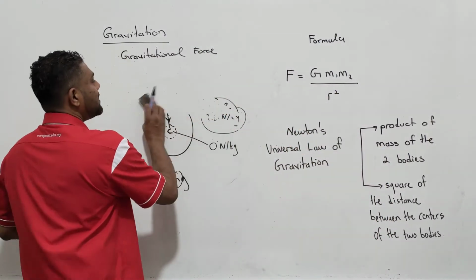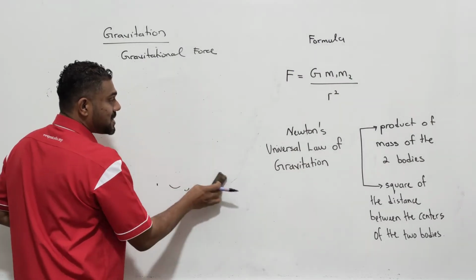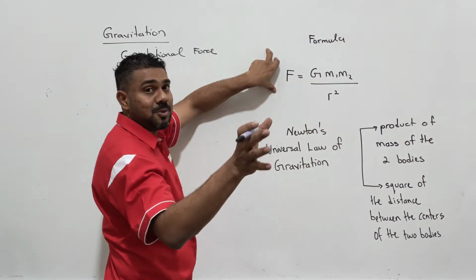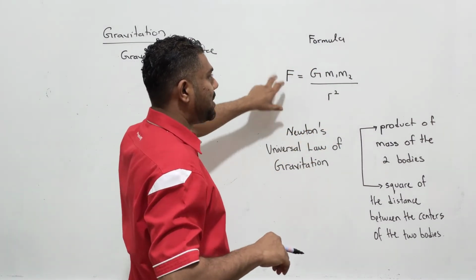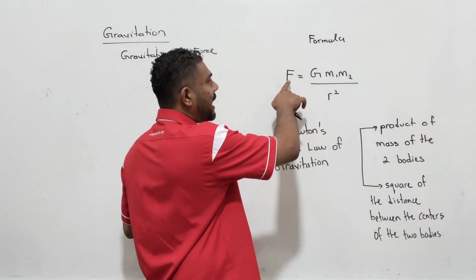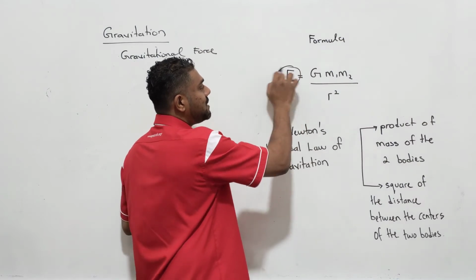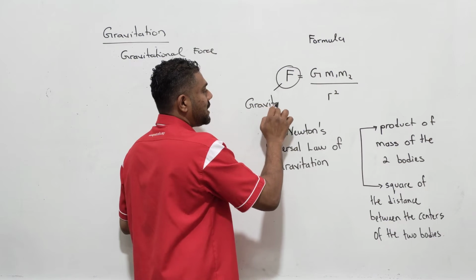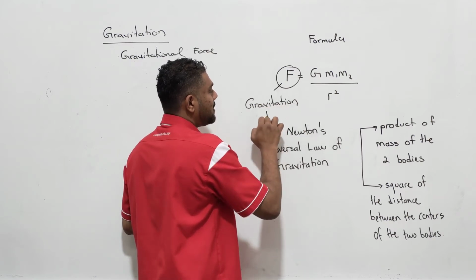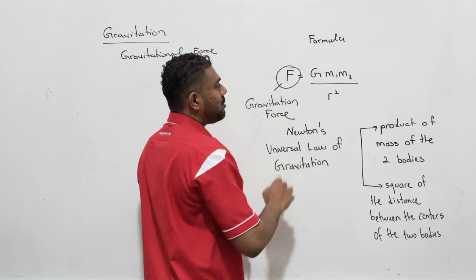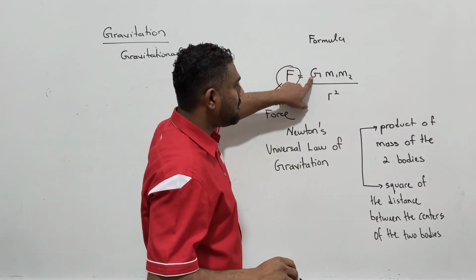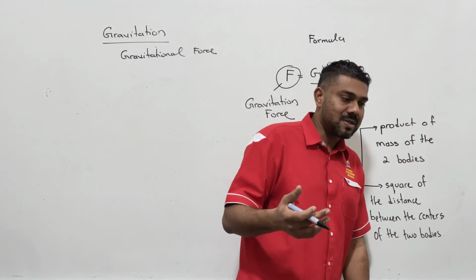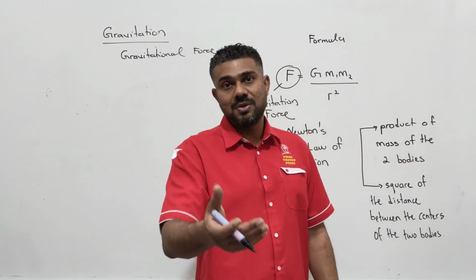Now look at this. This is our Newton's universal law of gravitation. You can see this formula here given in your textbook. Now I want to explain this formula. It's a very simple formula, guys. F is your force of gravitation. So this is your gravitational force. And if you look at the formula here, you have G, which is what we call the gravitational constant. This gravitational constant is given to you in your exam, so you don't have to worry.